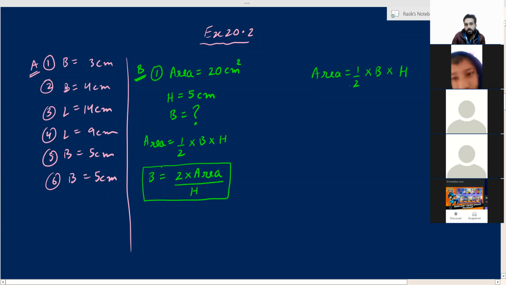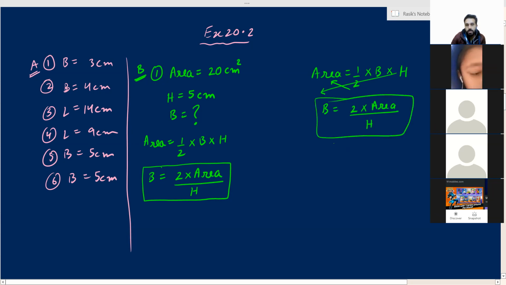Everyone look at the board. I'm explaining the formula again. This 2 is in division. If something goes from left hand side to right hand side or right hand side to left hand side, then the opposite operation is done. So 2 is in the denominator, so it will go in multiplication with area. And height was in multiplication, so height will go in the denominator, in division. So we get base equal to 2 multiplied by area divided by height. And if we have to find the height, then it will be 2 into area upon base. Then we will use this formula.